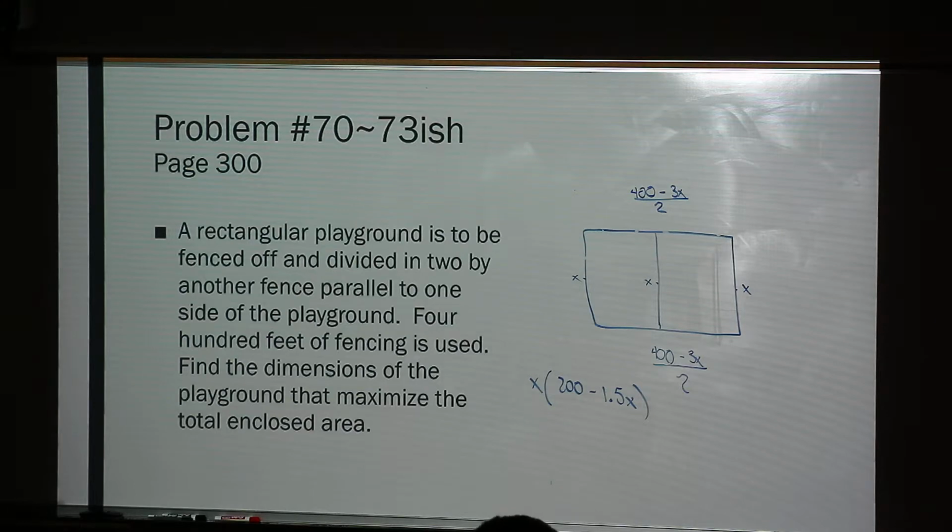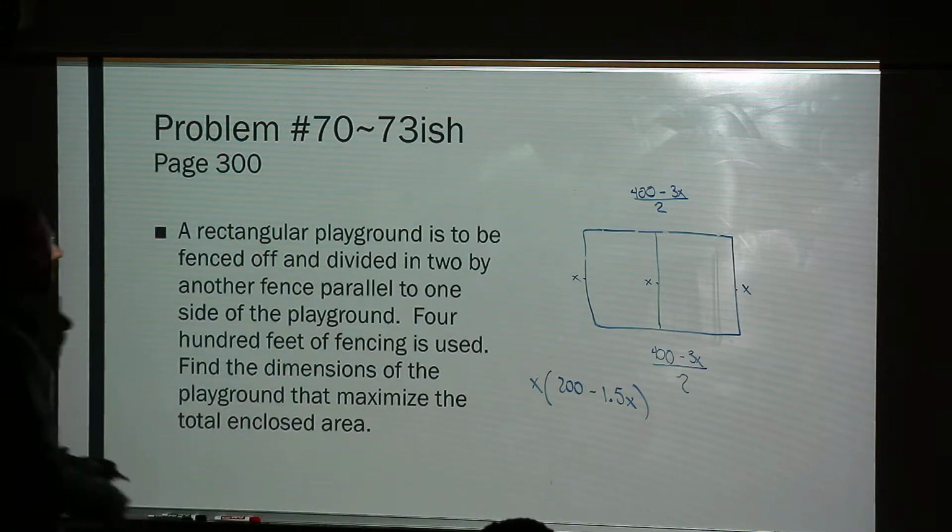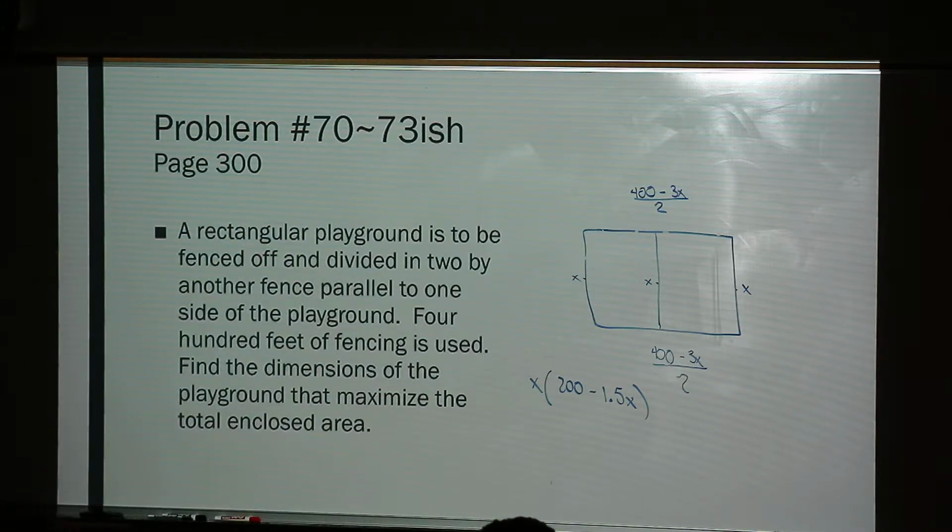Okay, does everyone understand that's the area where I'm coming up with that number? Again, what's hard about this problem is the setup. Knowing that you have 3 X's going across, and you have the top and bottom being 400 minus the 3 X's divided by 2. This time you have to divide by 2.